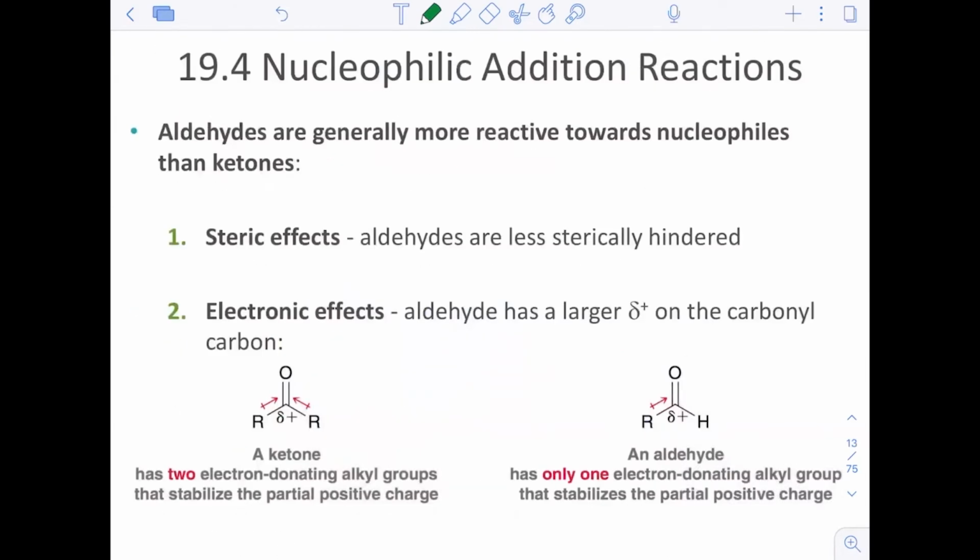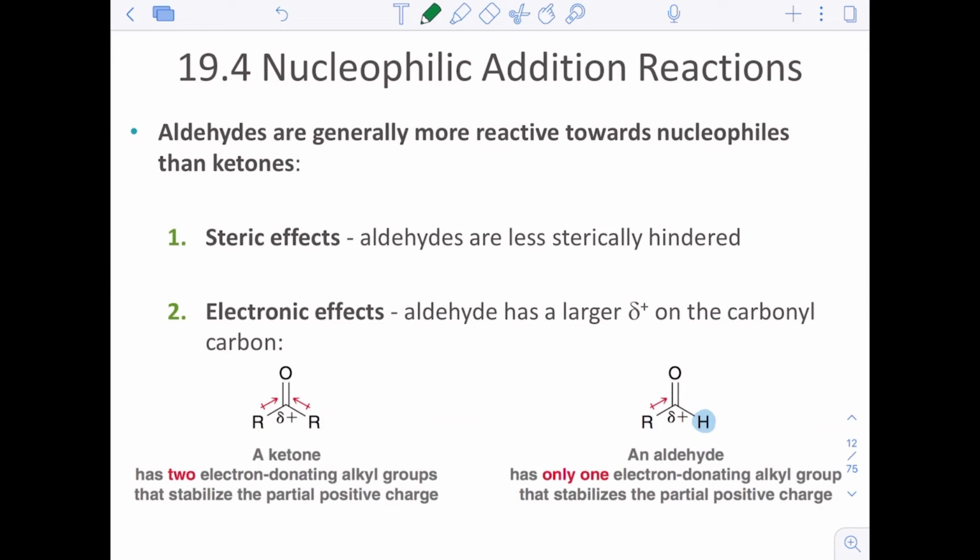Aldehydes are generally more reactive towards nucleophiles than ketones are. Two main reasons for that. The first is steric effects. Aldehydes, because one side is a very, very small hydrogen, are less sterically hindered. We have a hydrogen over here, which is the smallest atom on the periodic table, and therefore a terminal carbonyl, an aldehyde, is the least sterically hindered at that delta plus, at the electrophile.